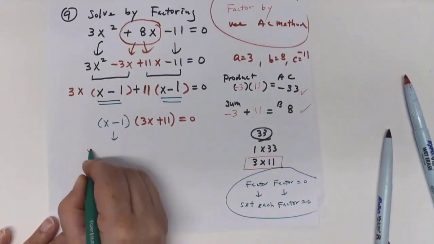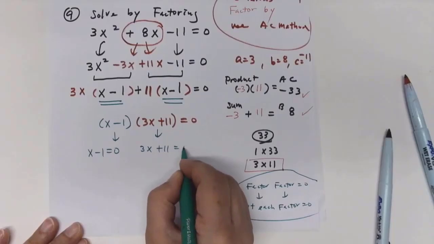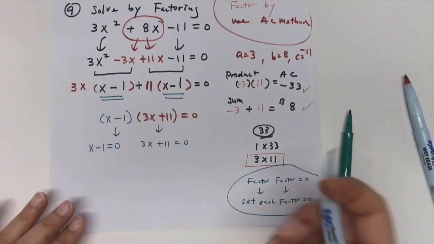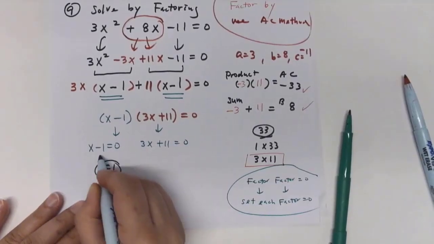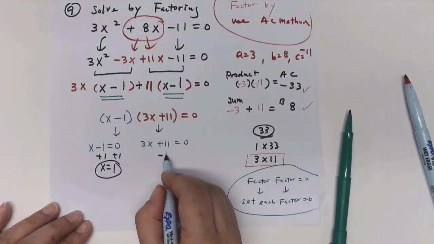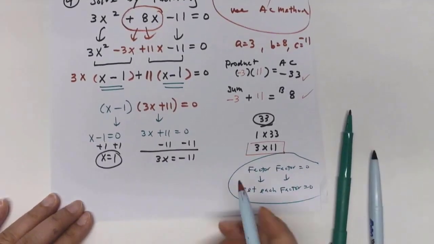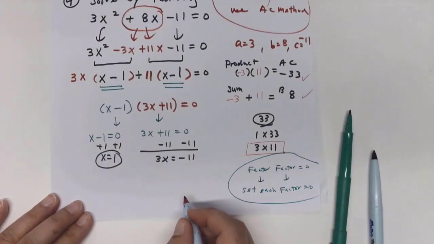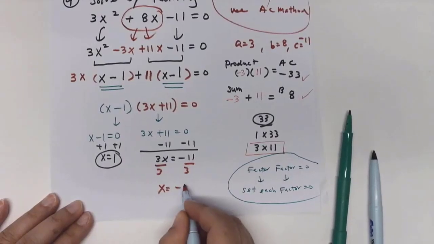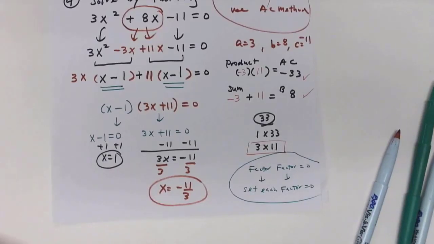So this one is x minus 1 equal to 0. This one is 3x plus 11 equal to 0. First one equals 1 because we add 1 to both sides, right? Second one, you subtract 11 from both sides. 3x equals negative 11, and then we divide by 3 on both sides, so x equals negative 11 over 3. Alright, so 2 answers because it started with x squared, right?